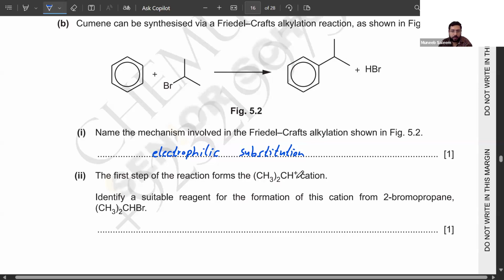Now identify the second part. The first step of the reaction is the formation of a cation from this 2-bromopropane. So here the halogen carrier must be mentioned. The halogen carrier over here is basically AlBr3, or you could also write FeBr3. Why only Br3? Because we have bromine here. So the halogen carrier must contain bromine.